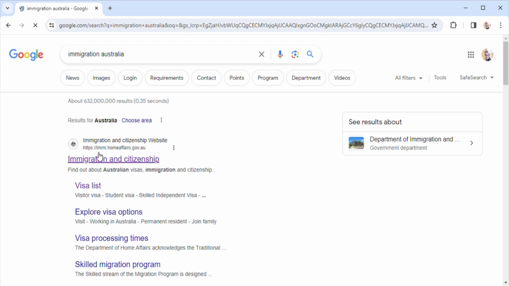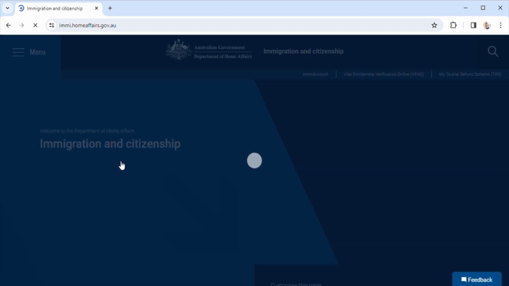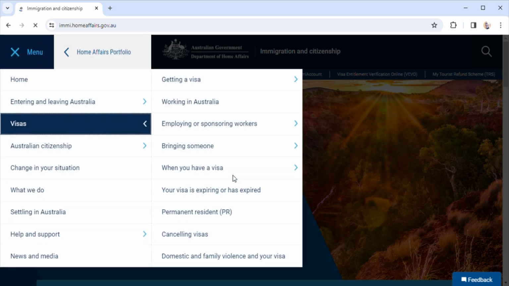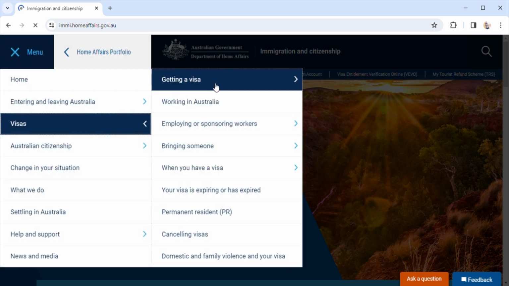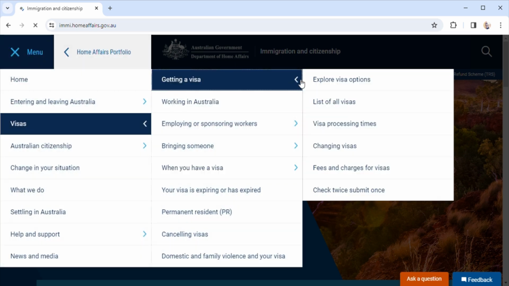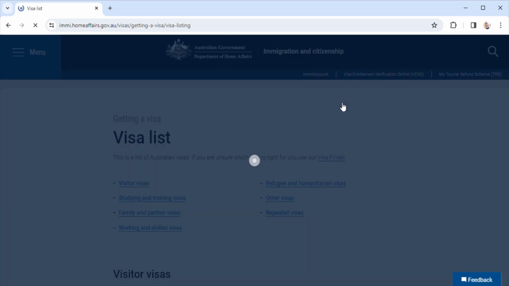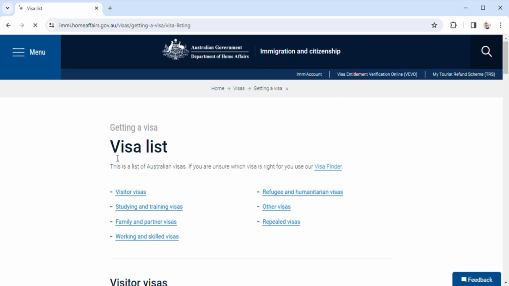So you can see this is the official website. I will just go direct to that. Then you see visas, you click here. Then getting a visa, you click here. List of visas, here they will show you the whole list of visas they have in their system. You click there. So here they are showing you the visa list.